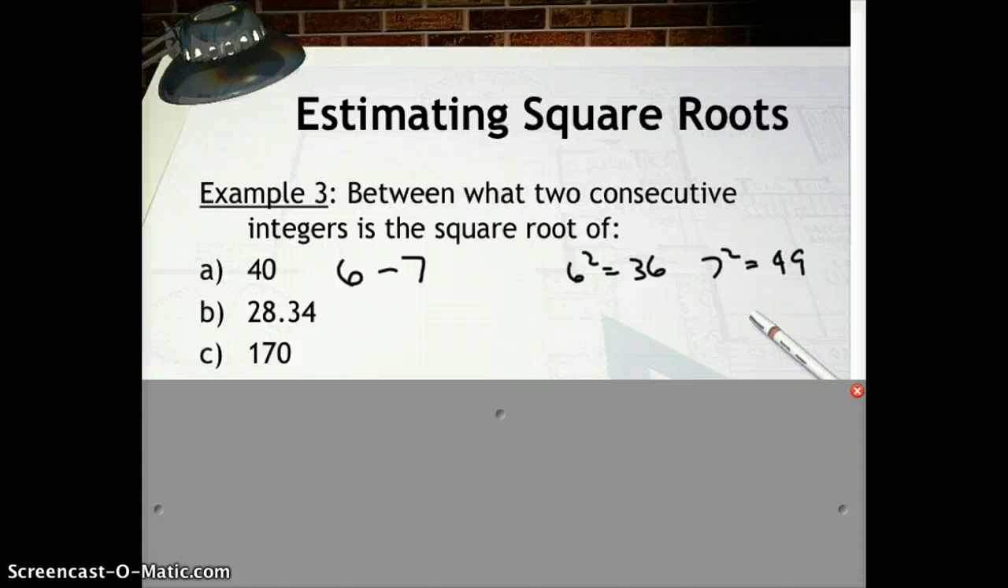Okay. Square root of 28.34, I want you to give me an estimate for what 2 consecutive numbers it's in between, and then square root of 170 as well. Okay, so I hope you came up with, for 28.34, it's between 5 and 6, because 5 squared is 25, and 6 squared is 36, and this is in between. And for 170, a little bit tougher, but this type of problem you would not get a calculator on, by the way. That would make it too easy. It's between 13 and 14. 13 squared is 169 and 14 squared is 196. So this is in between those. Okay.